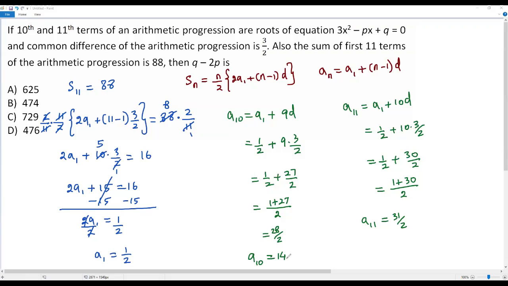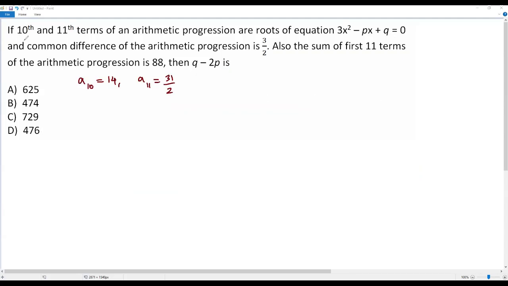Now we can use the values of the 10th and 11th terms in this information and get the values of the constants P and Q. Okay, now let me erase what I've done so far and continue the problem. Now let me consider the information over here.